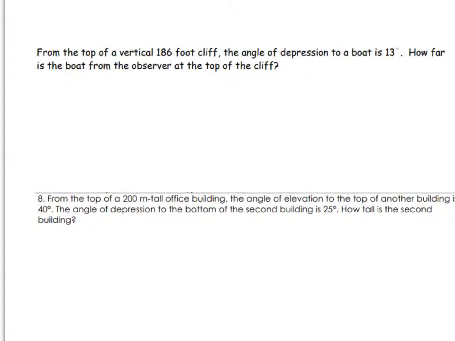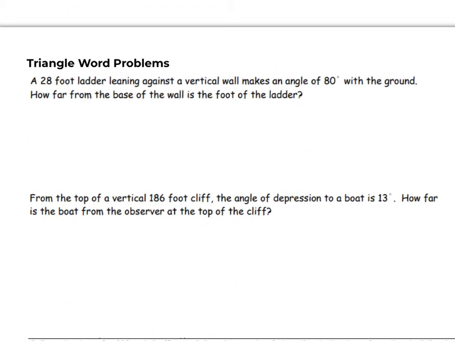The last thing we want to look at are word problems. The most important part of a word problem is drawing your picture correctly. So in this first problem, it says a 28-foot ladder is leaning against a vertical wall. So I need to draw my wall, and then I have my ladder, and I just put these little marks on it to tell myself it's a ladder. Okay? And it says that the ladder is 28 feet. So those little marks tell me, okay, I need to be putting the 28 there.